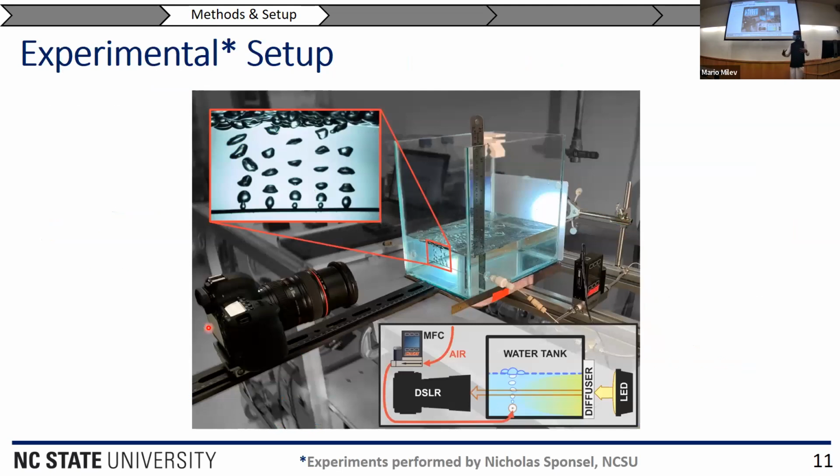So the simulations were based on an experimental setup that we have in-house at NC State. These experiments were performed and developed by Nick Sponsel, who's a grad student. And he's built a fish tank with a metal pipe in it. Air is basically flowed into the side of that metal pipe and rises through, and he takes pictures like this to provide information for DNS. So this is roughly what the domain would be like for the simulations as well.